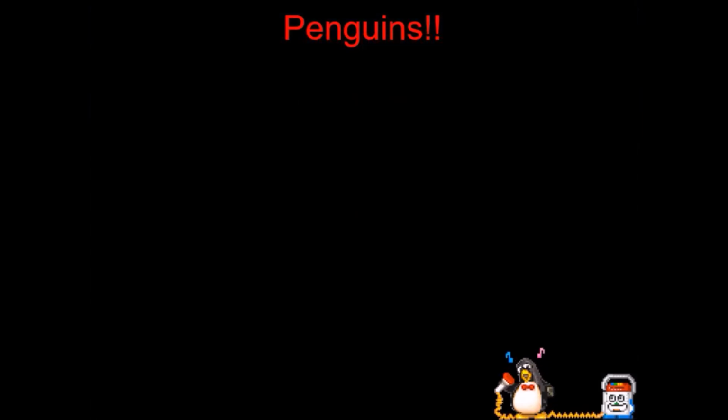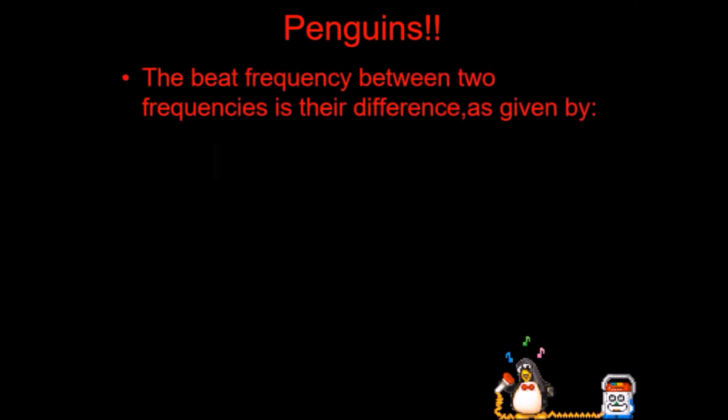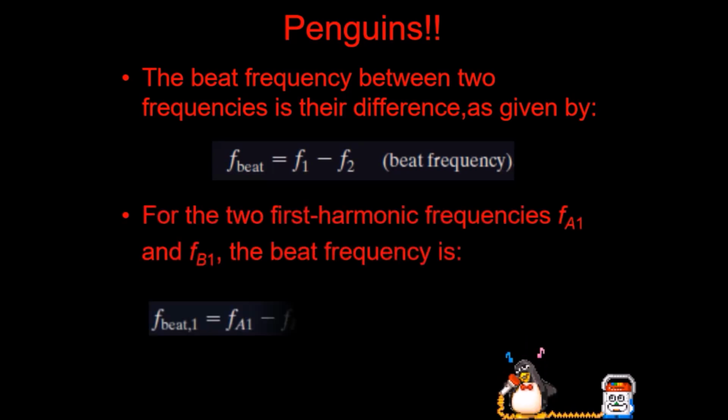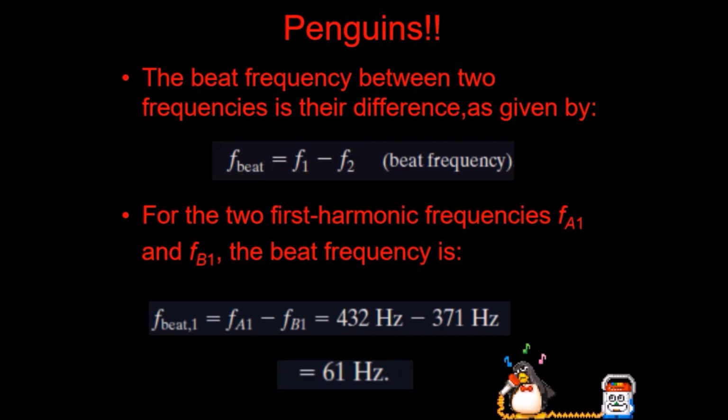So the beat frequency, as we saw previously, is going to be given by delta F, the difference in F1 to F2. For the first two harmonic frequencies, FA1 and FB1, this is going to give us 432 Hz minus 371 Hz, giving us 61 Hz. This is our beat frequency.